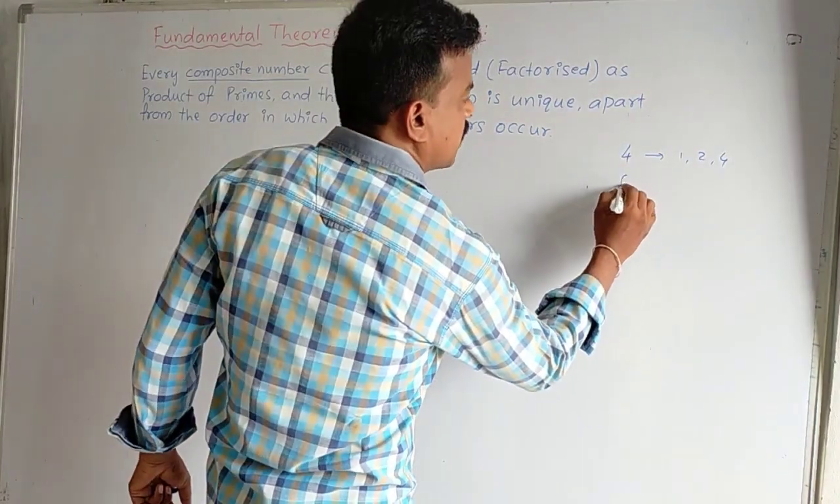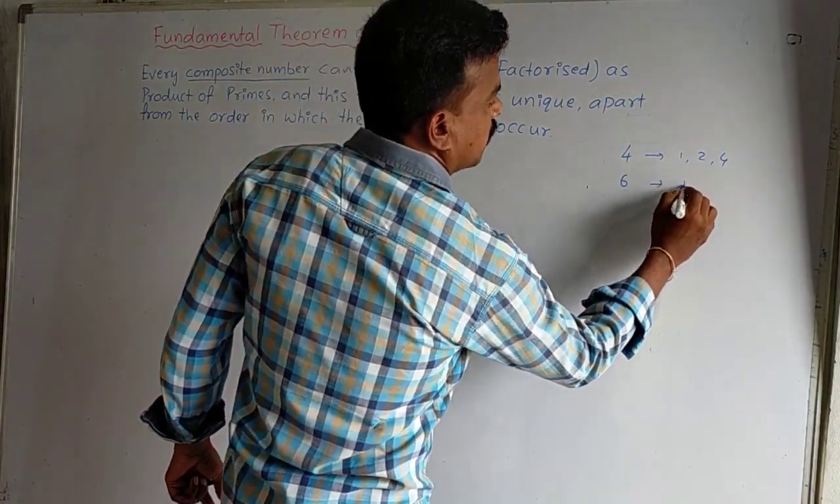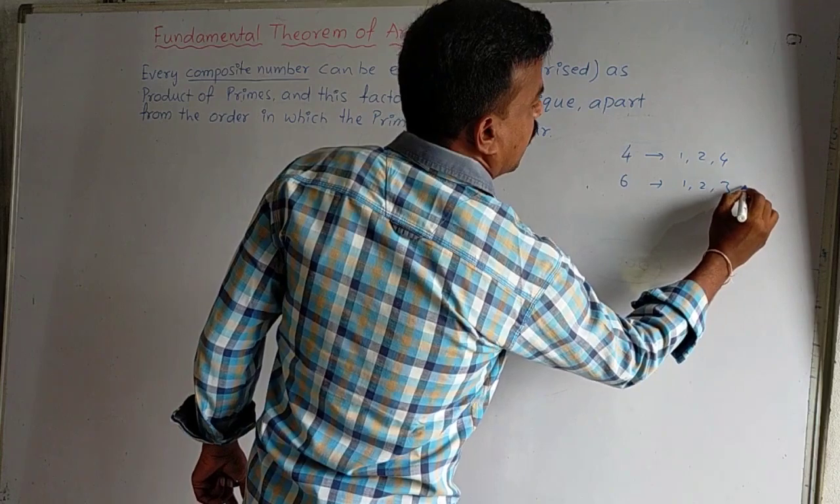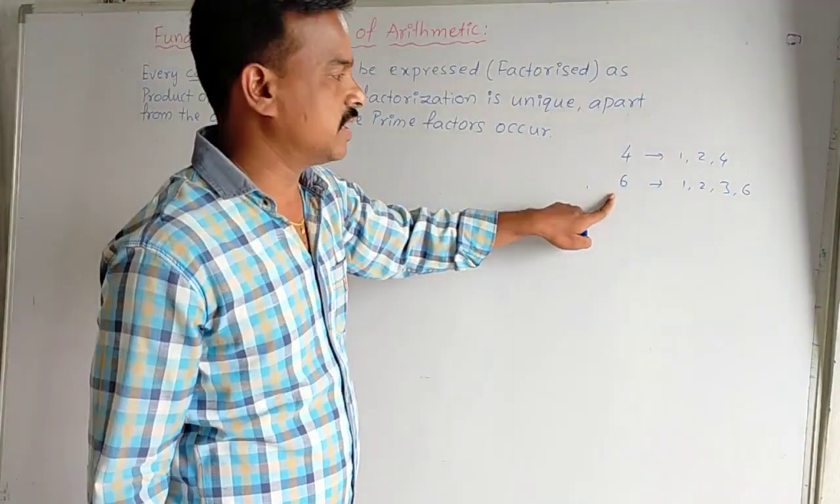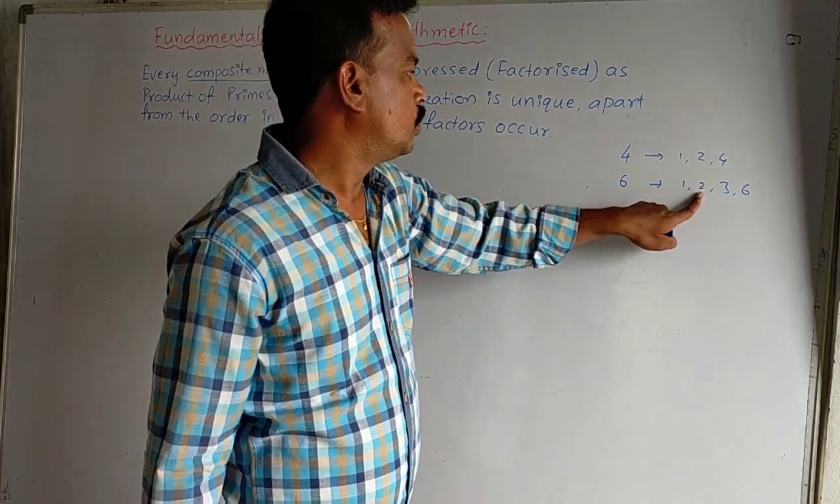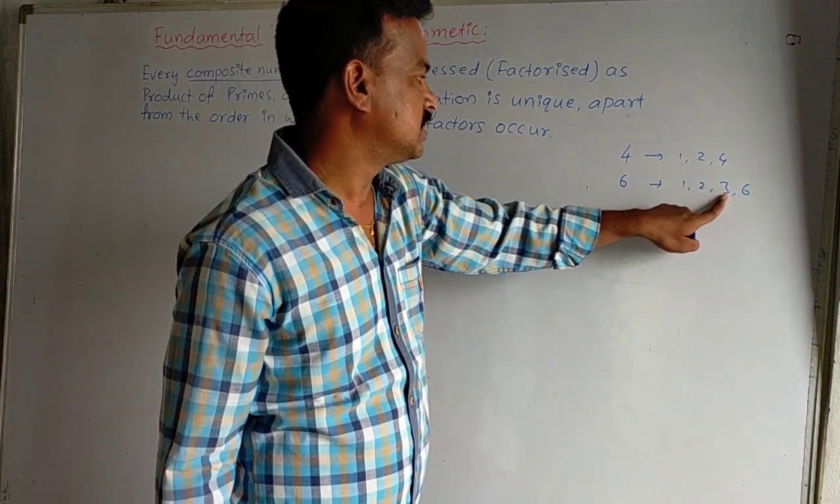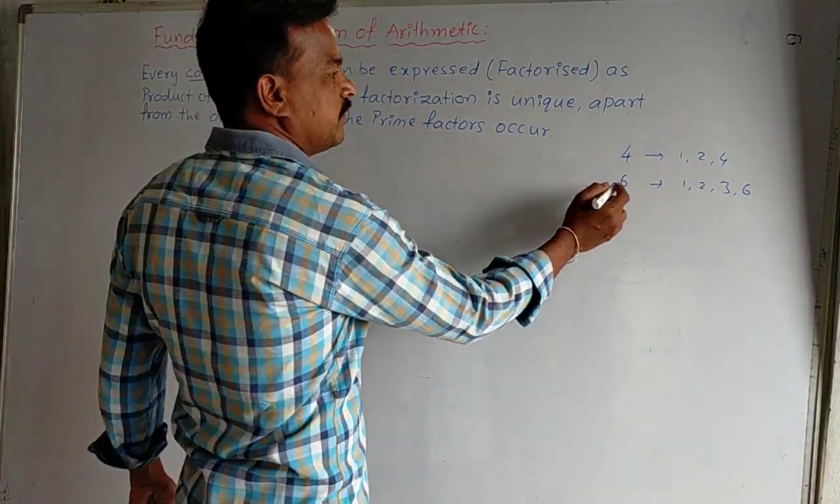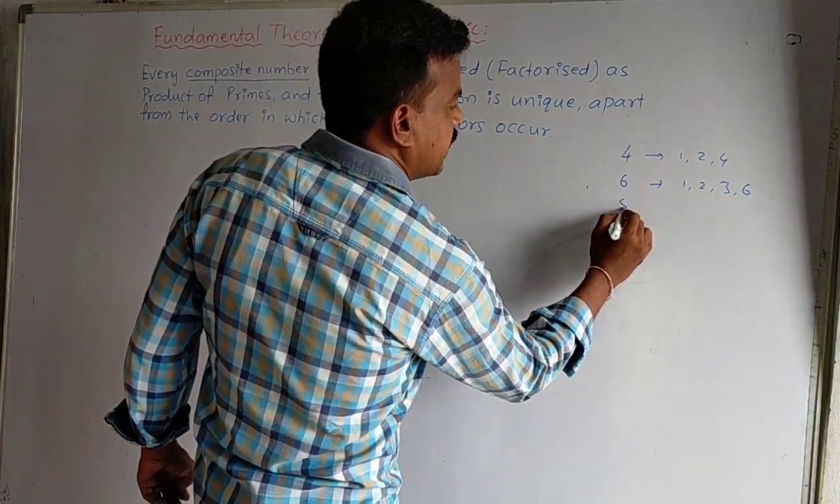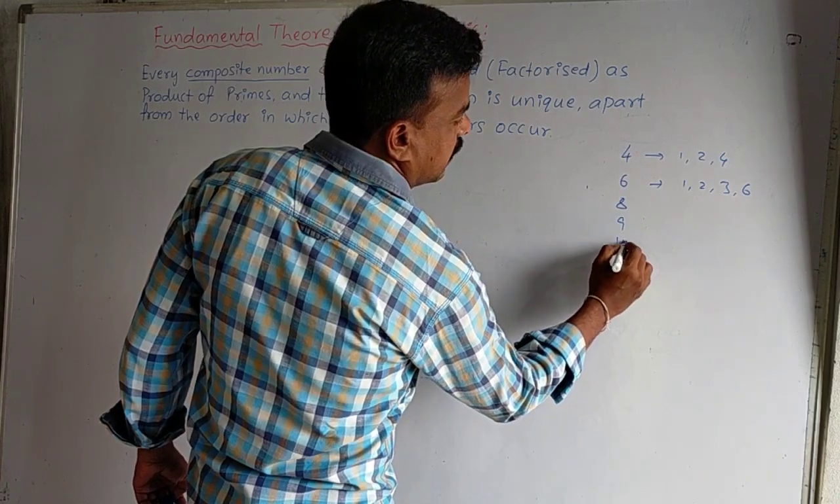And the next composite number is 6. 1, 2, 3 and 6 are factors of 6. Because 1 times 6 is 6, 2 times 3 is 6, 3 times 2 is 6, 6 times 1 is 6. Like that we can write. Okay, that's why 4, 6 and next 8, 9, 10 and so on.